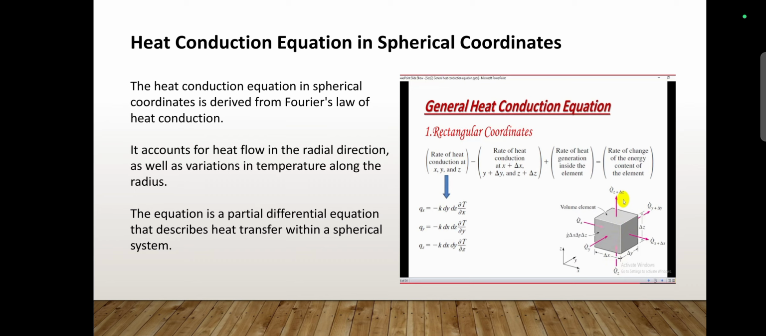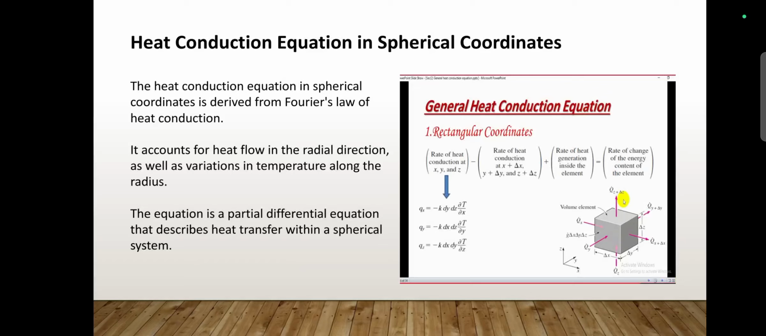General heat conduction equation. Rectangular coordinates: rate of heat conduction at x, y, z minus rate of heat conduction at x plus delta x, y plus delta y, and z plus delta z, plus rate of heat generated inside the element, equals rate of change of energy content of the element.